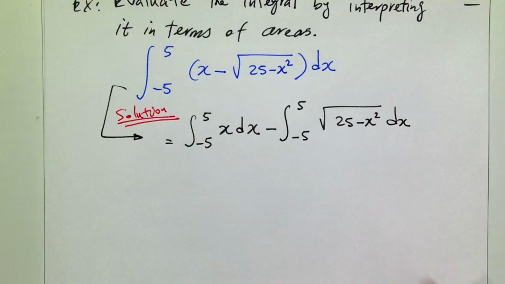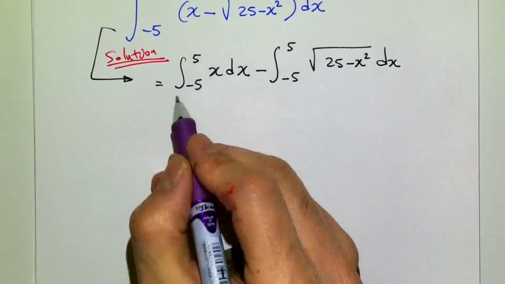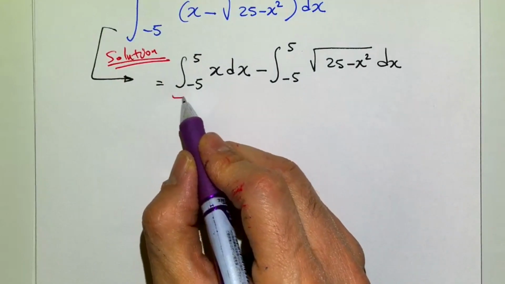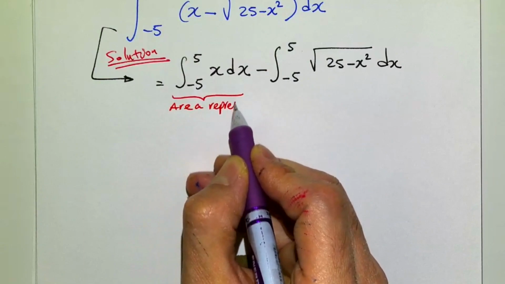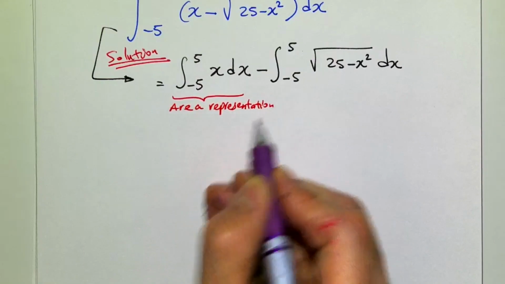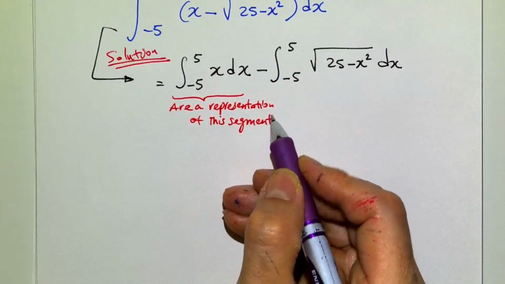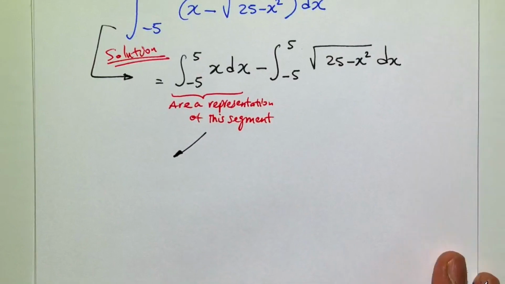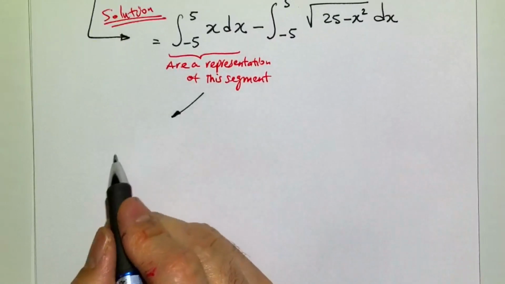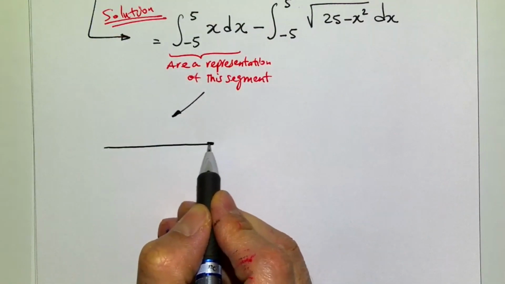Now, the area representation of this segment, right? So the area of this segment, okay, I missed my ruler today. I'll just draw it freehand. So, like that.